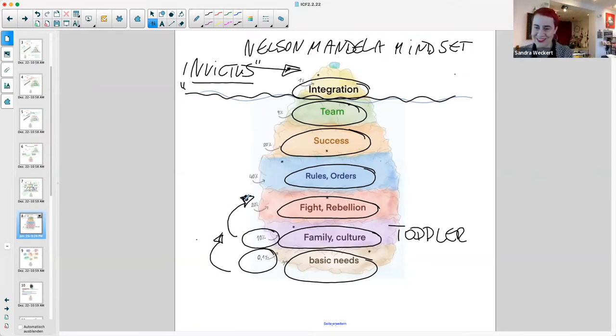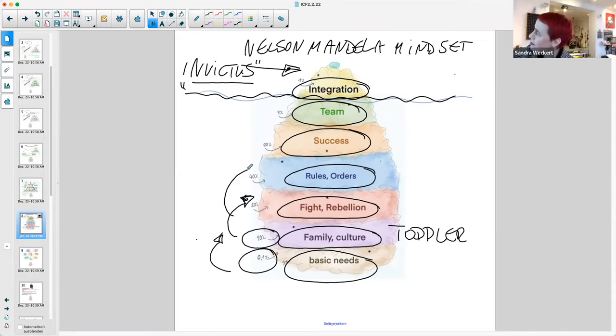Red level. Red. Like breaking through, like making things completely different, like saying no to things, like fight and rebellion and being different. The pioneer is a good example for this. Even Attila the Hun is a good example too, okay? So people who have their point of gravity at this level are very easy to recognize. You will see it if they have their point of gravity there.